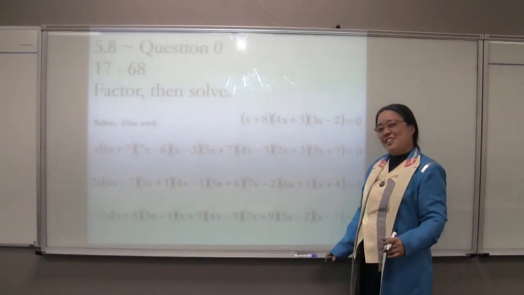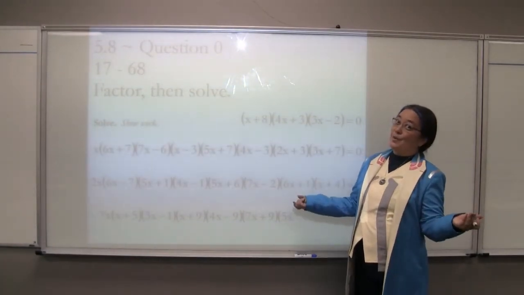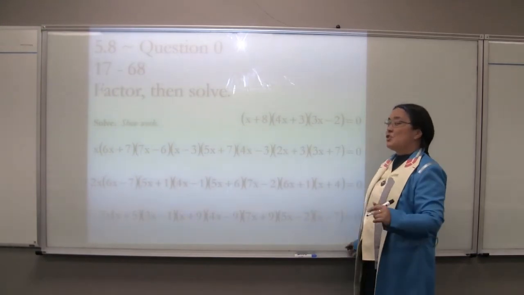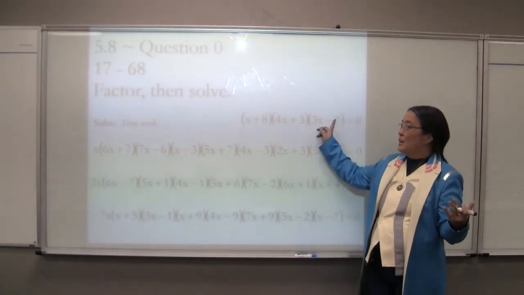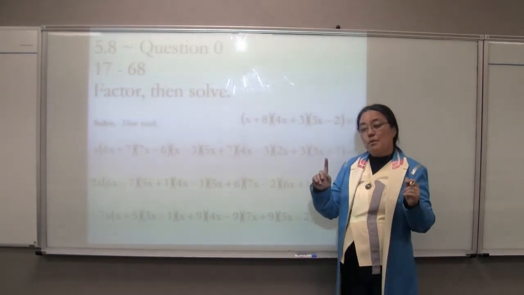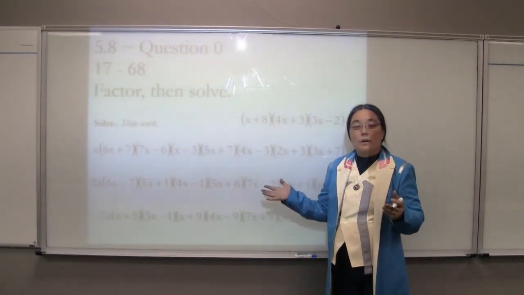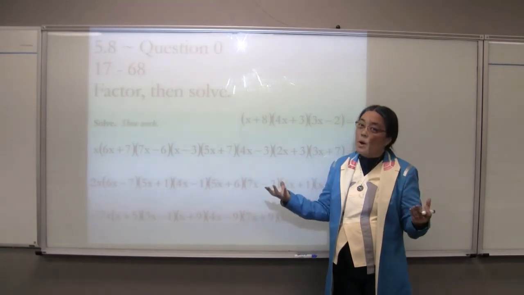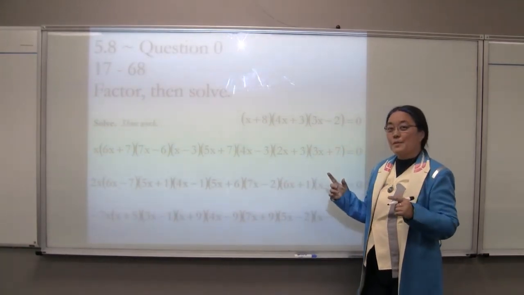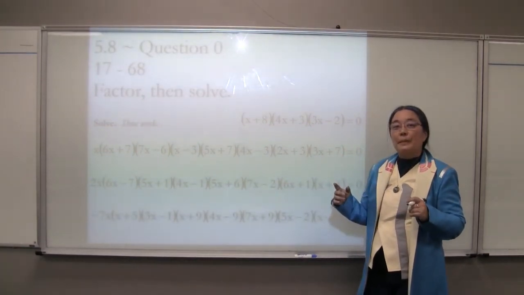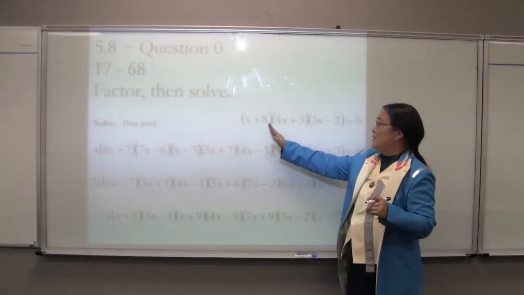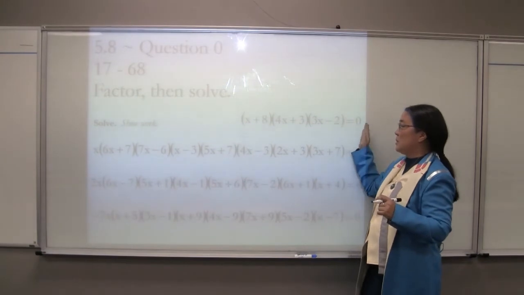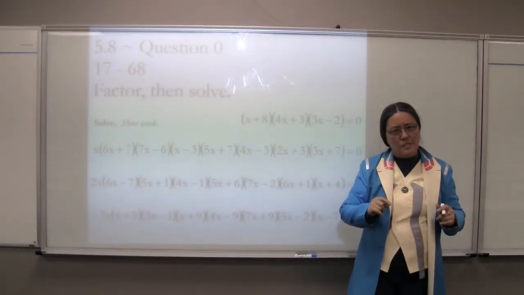Chapter 5, Section 8, Question 0. There is no question 0, but this is a question that is going to help you prepare for the rest of this section. So what we're going to do is remember back to Chapter 1. It all started with Chapter 1 where we had properties of real numbers. And one of the properties of real numbers was the multiplicative property of 0. That says if you multiply things together and it equals 0, someone has to equal 0.